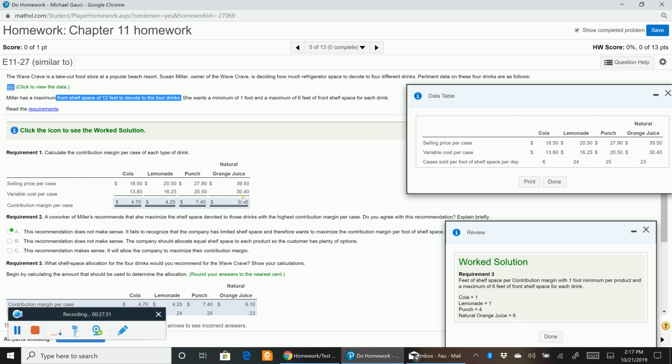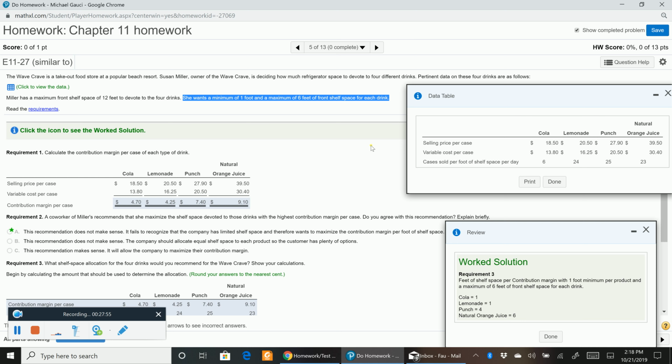So we need to take this 12 feet of space and decide how much for each drink. How many feet do they get? Now, we can't say 12 feet for one and 0 feet for the rest. She has an internal rule, right? Because she has customer demand for all 4. So she has to carry all 4.